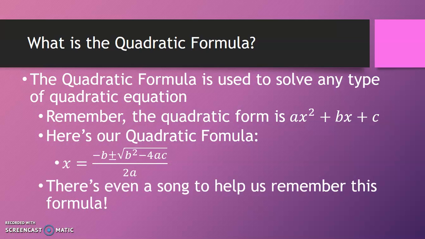There's even a song to help us remember this formula. It goes like this. Opposite of b, plus or minus the square root, b squared minus 4ac, all over 2a.